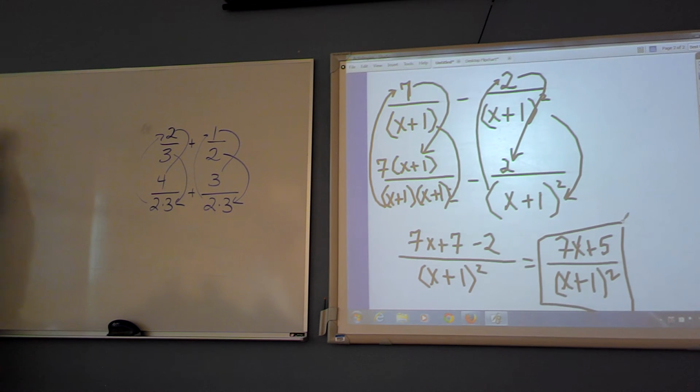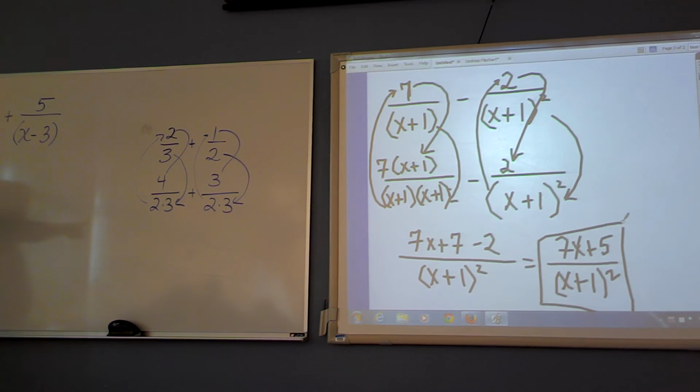How about, I'm gonna leave that one on the board, how about one over x minus two plus five over x minus three. Do that one. Just put them side by side, because you can't do anything else. Do not do the trinomial, do not do FOIL, do not do that, because that'll just make it difficult.